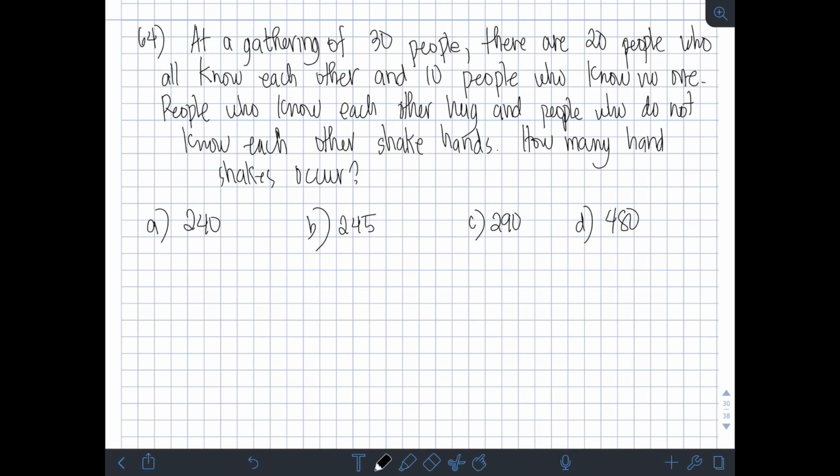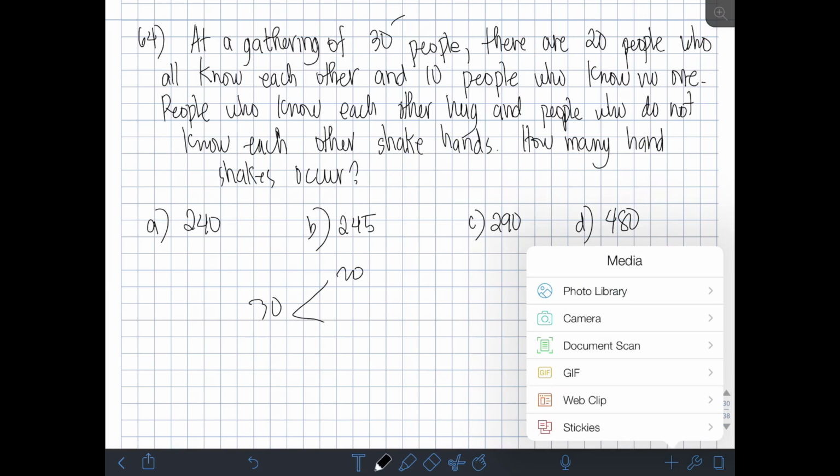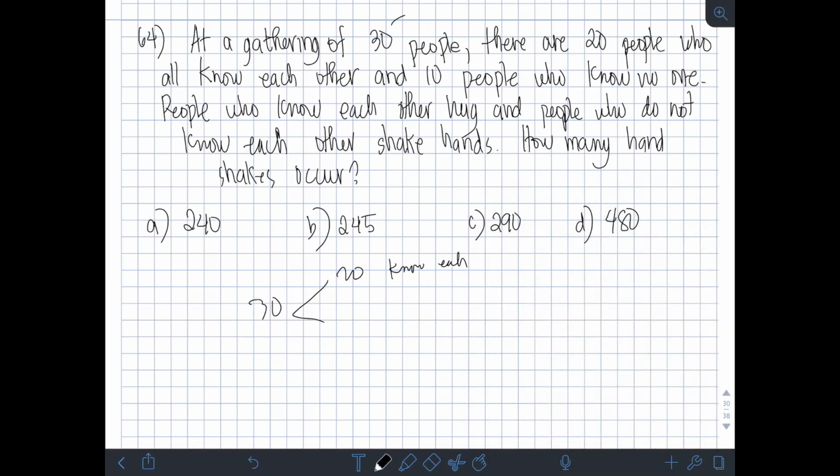Next, we have, at a gathering of 30 people, there are 20 people who all know each other and 10 people who know no one. People who know each other hug, and people who do not know each other shake hands. How many handshakes occur? Okay, so sa gathering daw, meron daw total of 30 people. So sa 30 people na yon, yung 20 raw ay magkakakilala. Tapos yung 10 do not know each other. So yung mga magkakakilala daw, mag-hug. Tapos yung mga hindi, mag-handshake lang. So, ang tanong, how many handshakes occur?